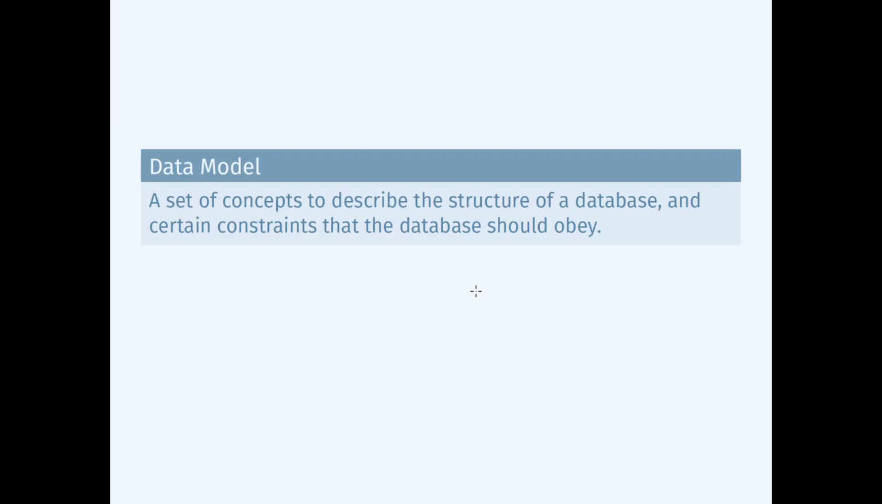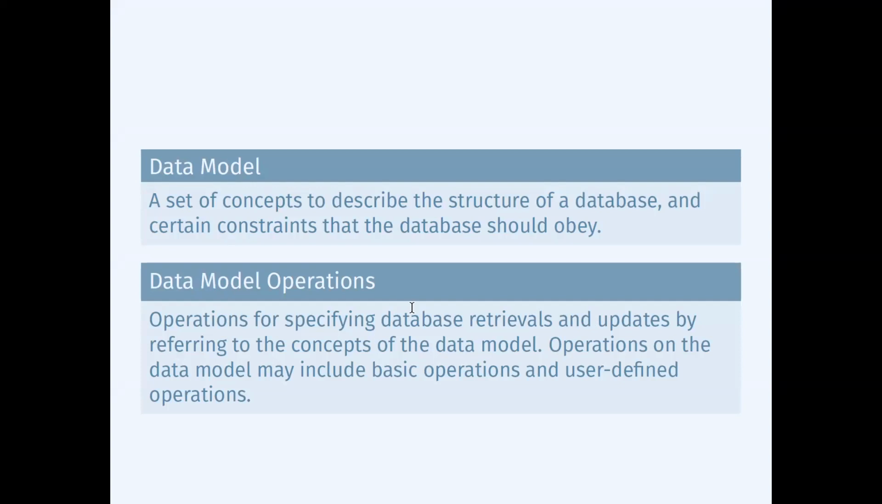There are different data models we use when we are designing databases. And for each of these data models, we have a set of operations. These operations could specify what the possibilities are, what operations it will support, for example, database retrievals and updates, and how they affect the data. So when we say operations, it could be basic operations supported by the data model, or even users can define their own operations.